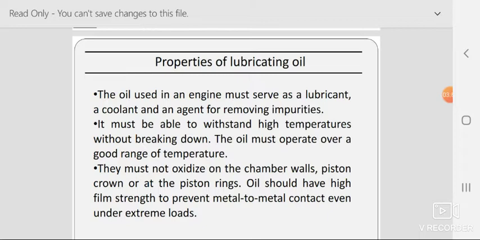So what we learned from here, the oil in the engine works as a lubricant. It cools down also, and it also helps in removing impurities. It is able to withstand high temperatures without breaking down. That means the oil strength should not decrease under any condition at high temperature. The oil must operate over a good range of temperature, that is the operating temperature range of the engine. That's very important. The oil must not oxidize on the chamber walls because oxidation provides rusting. Rusting provides friction. Friction provides power loss. So this is a very important aspect.